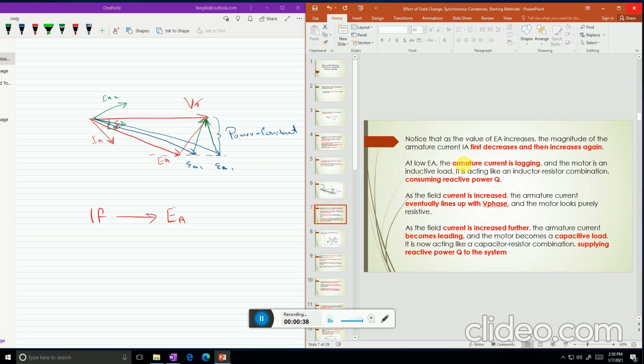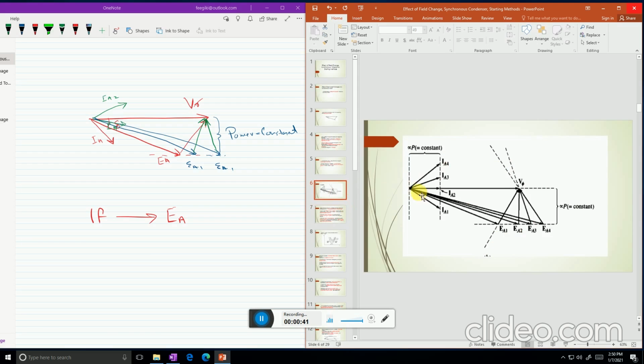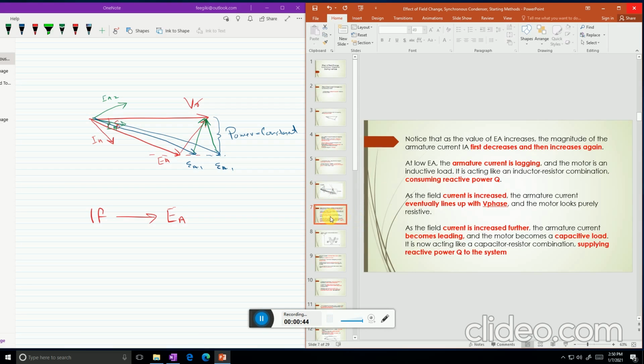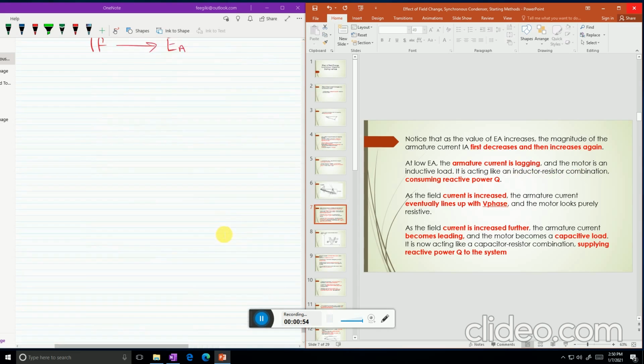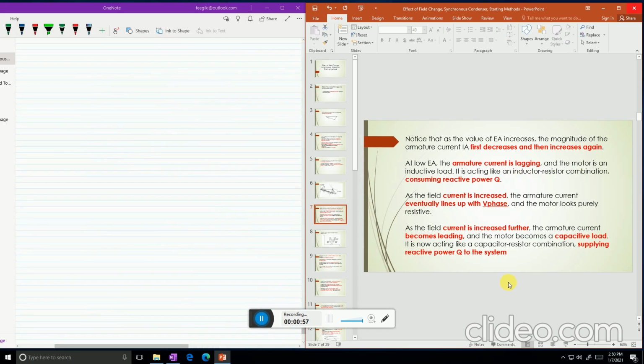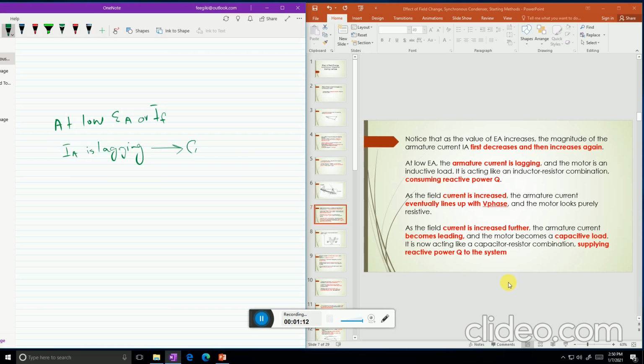So at low EA the armature current is lagging. Here IA is lagging, and the motor is an inductive load. It is acting like an inductor resistor combination and consuming reactive power. At low EA or at low IF, IA is lagging and the motor is consuming reactive power and behaving as an inductor resistor combination, consuming reactive power, which is Q.